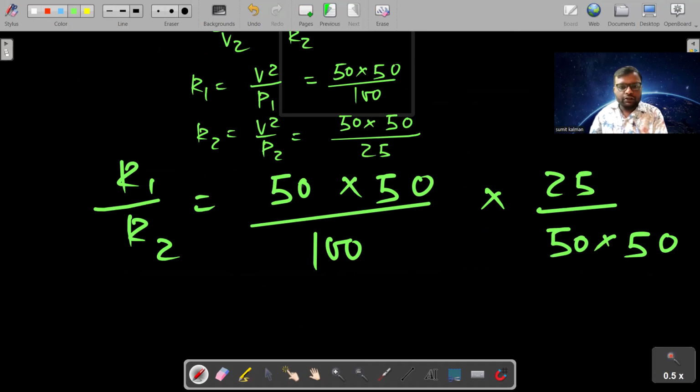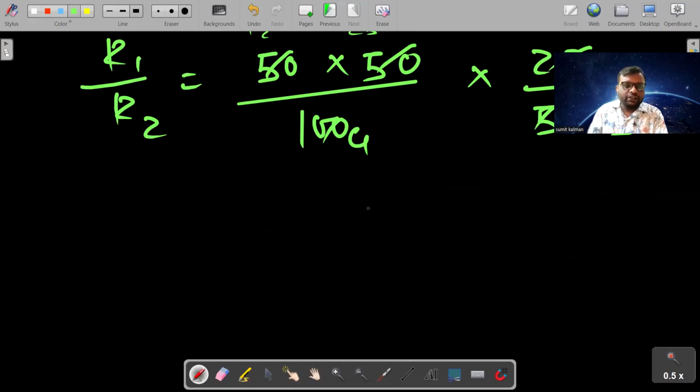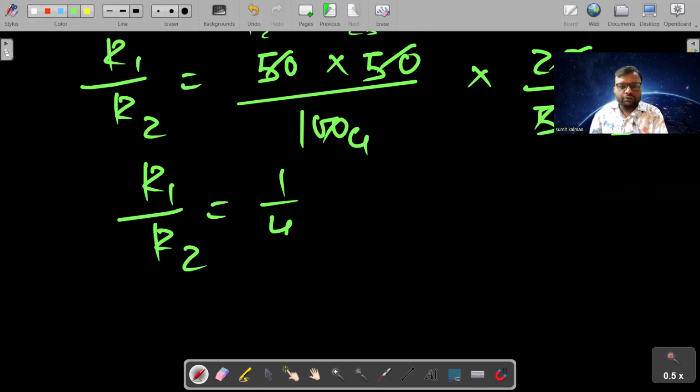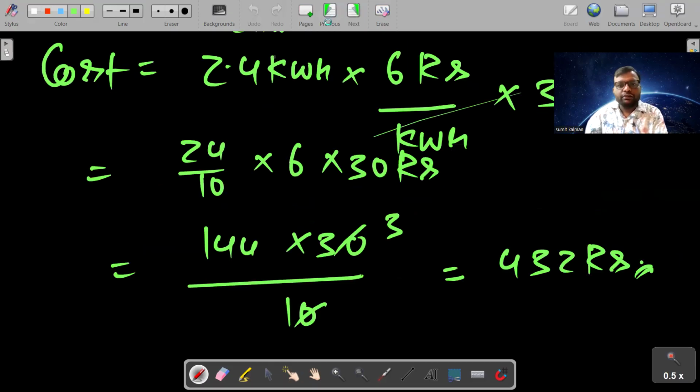So students, see how simple the calculation is. You will not find complex calculations in the board exam. And 25 into 4 is 100. So how much have you got here? R1 upon R2 is equal to 1 upon 4, and it is equal to 1 is to 4. This is the correct answer.